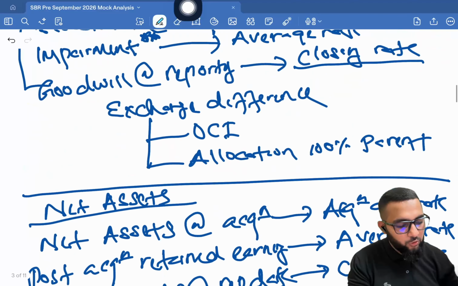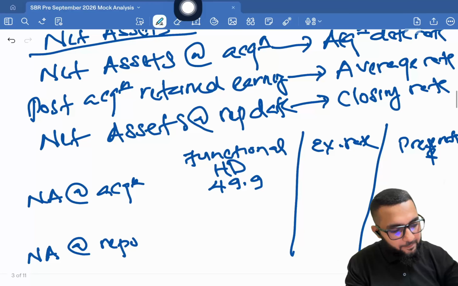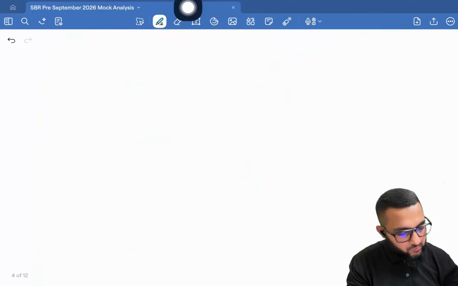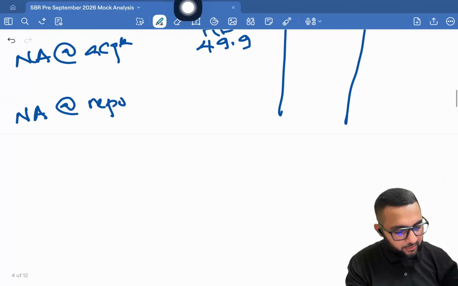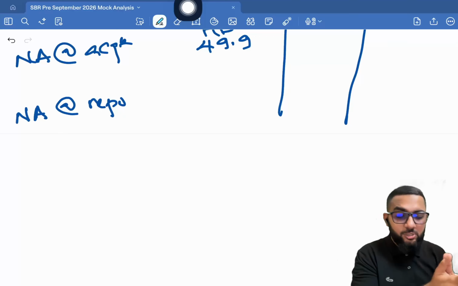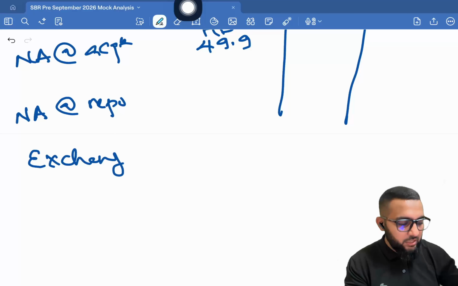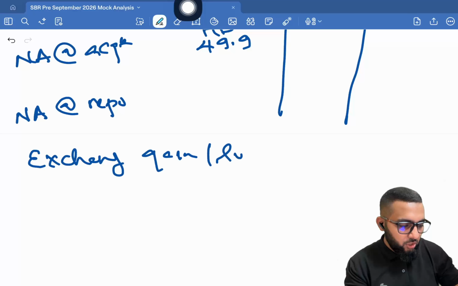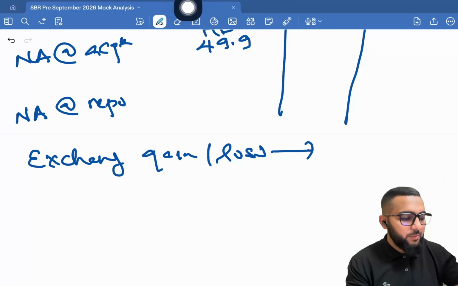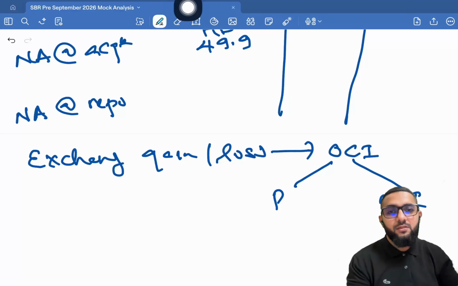So you're supposed to calculate the goodwill and the net assets. There are going to be exchange gains or losses. Because this is also a foreign operation translation, the exchange gain or loss will be recognized through OCI. This is going to be allocated to both parent and NCI, based on whatever their shareholding is.